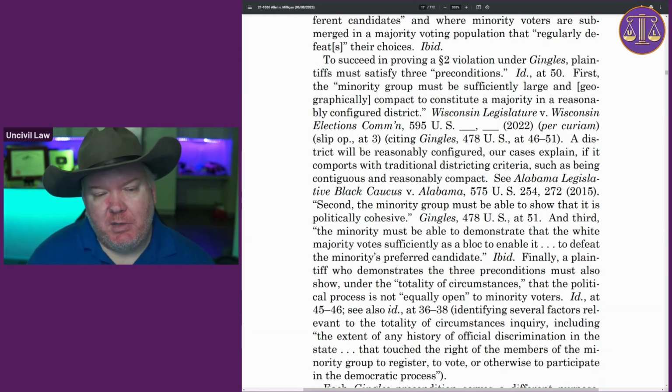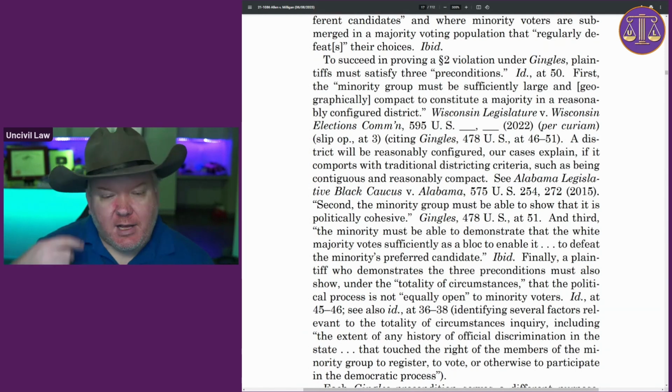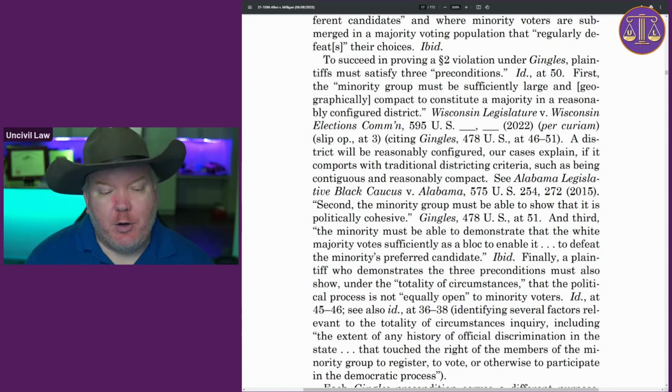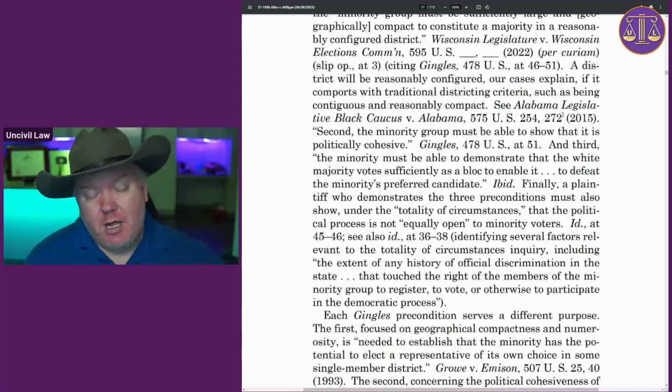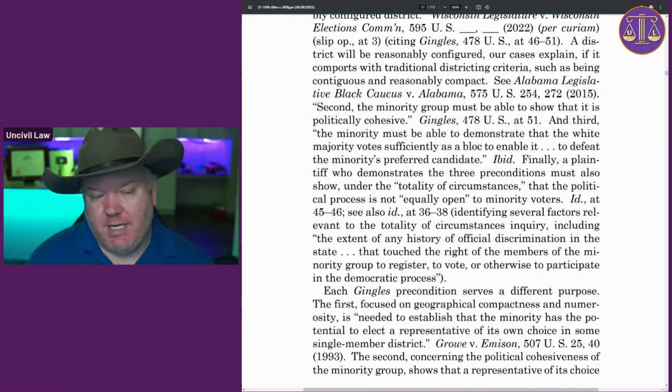A district will be reasonably configured, our cases explain, if it comports with traditional districting criteria, such as being contiguous and reasonably compact. We've spoken about that. Secondly, the minority group must be able to show that it's politically cohesive. And third, the minority must be able to demonstrate that the white majority votes sufficiently as a bloc to enable it to defeat the minority candidate. Finally, a plaintiff who demonstrates these 3 preconditions must also show under a totality of circumstances the political process is not equally open to minority voters.